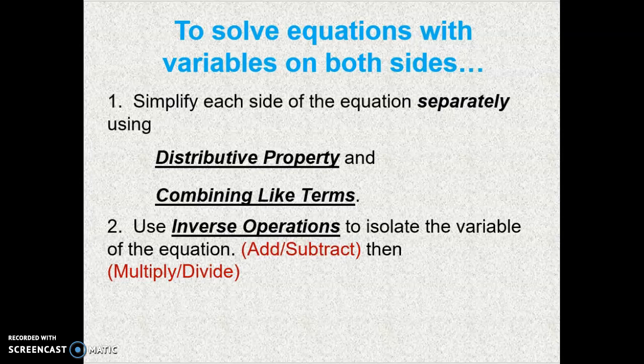So first, we're going to simplify each side of the equation separately by using the distributive property and combining any like terms. In other words, we're going to look at the left side of the equal sign and do our distributive and combining on that side. Then we're going to look at the right-hand side of the equal sign, the expression that is there, and use distributive property and combining like terms. After we get that done, then we're going to use our inverse operations to isolate the variable of the equation. Remember, we're going to add or subtract first, and then we're going to undo the multiplication or division.